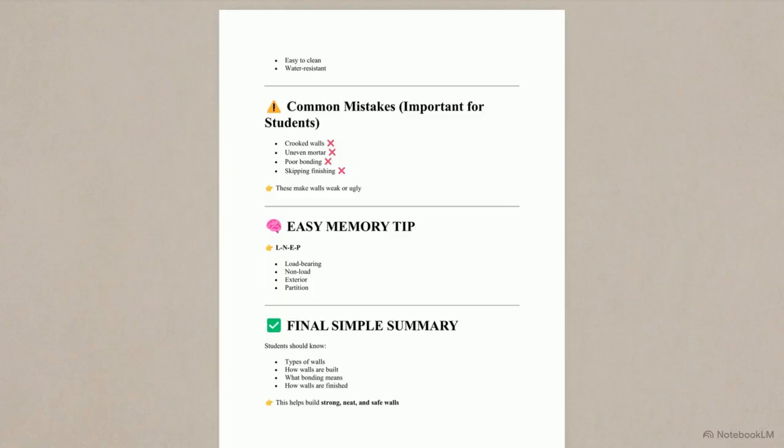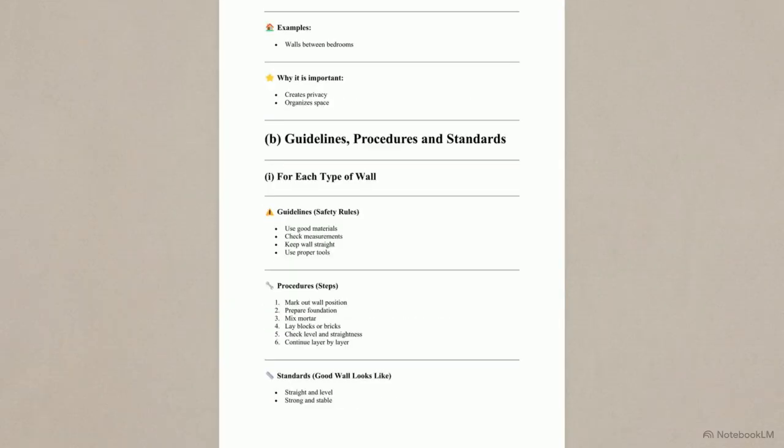Getting these structures wrong carries high stakes. As the document highlights here, common mistakes like crooked walls, uneven mortar, and poor bonding will leave a wall weak or visually ugly. To avoid those failures, professional builds follow strict safety rules.